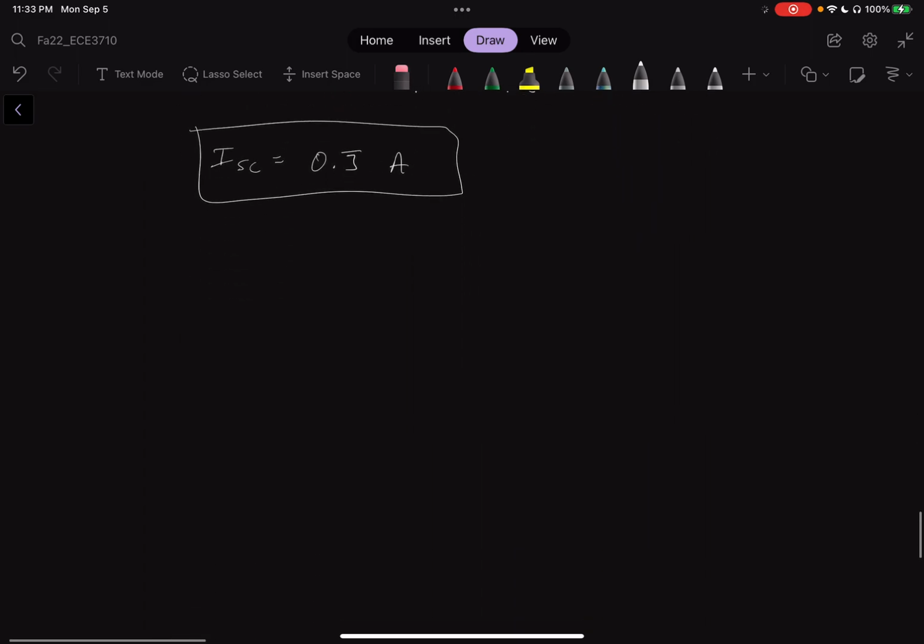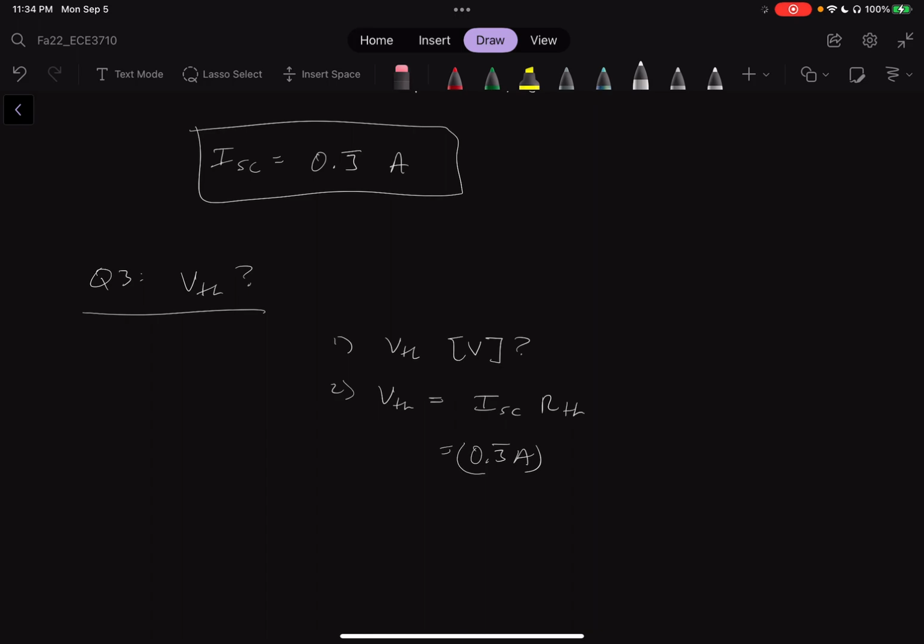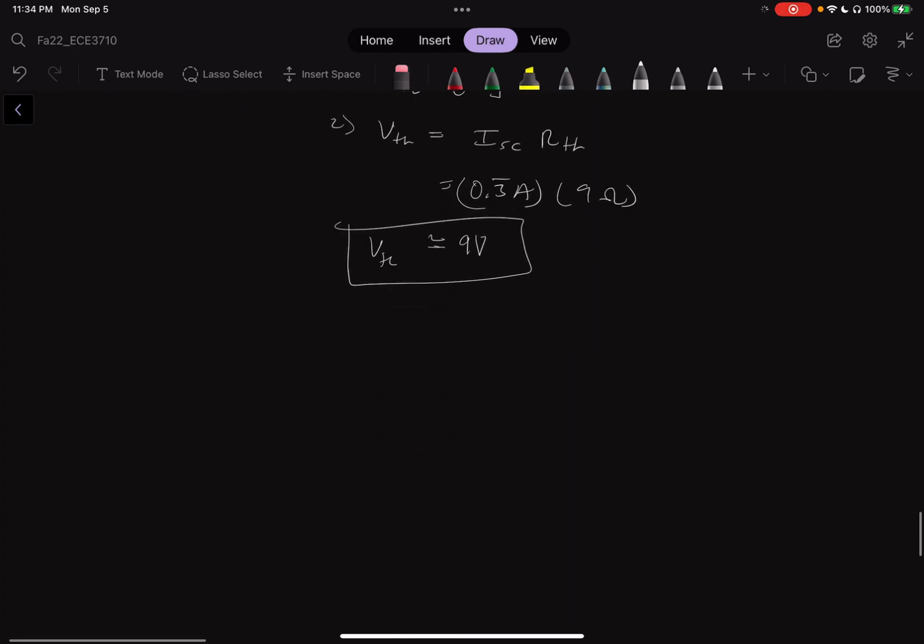Now, next question. What is Thevenin? Okay, we're solving for Thevenin in units of volts. What can we use? We can use Thevenin is equal to ISC times R Thevenin. Okay? And that would be 0.333333 amps times 9 ohms, which gives you about 9 volts. That's it, right? Yeah, that is it. Next special problem.